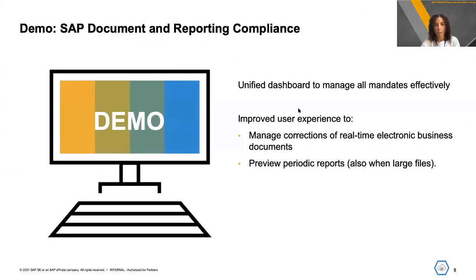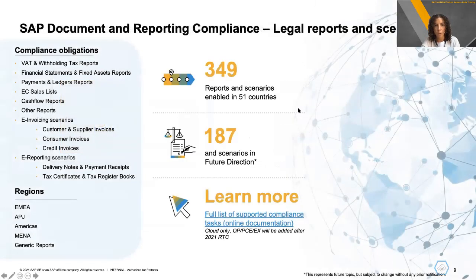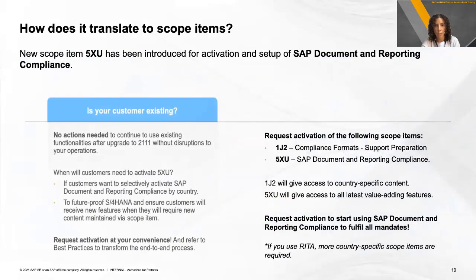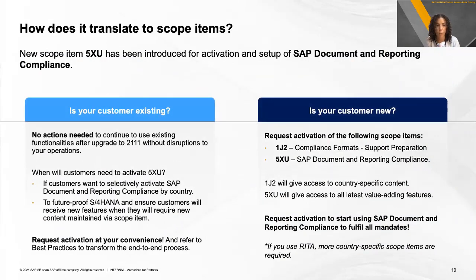Hopefully this gave you an overview. Given I've got only one minute left, one last thing I wanted to share is on scope items. As of 21.11, we're introducing a new scope item, 5XU, for SAP document and reporting compliance. This one is new, but it's also not brand new, as it is taking some content from the legacy 1J2. If you are an existing customer, you don't need to worry about anything on the 21 upgrade, because we guarantee continuity of the operation, so we don't disrupt operation.